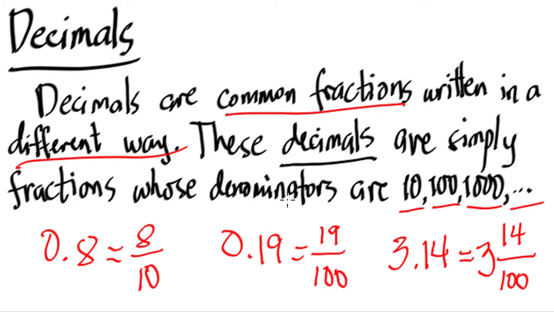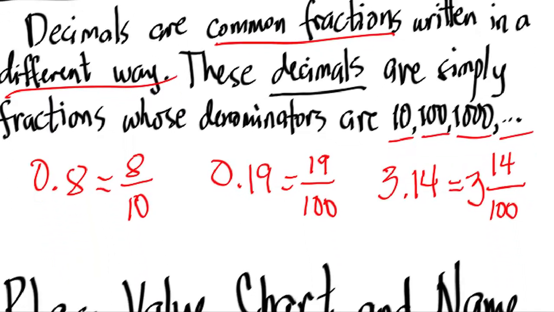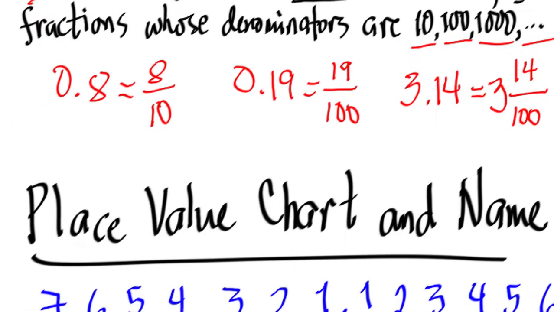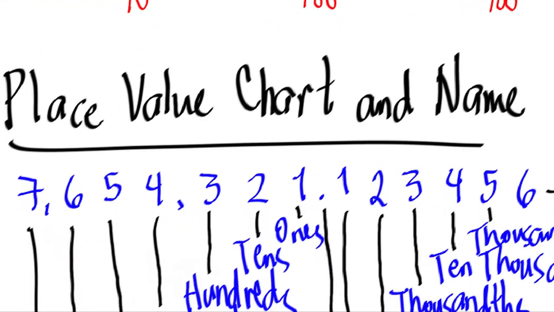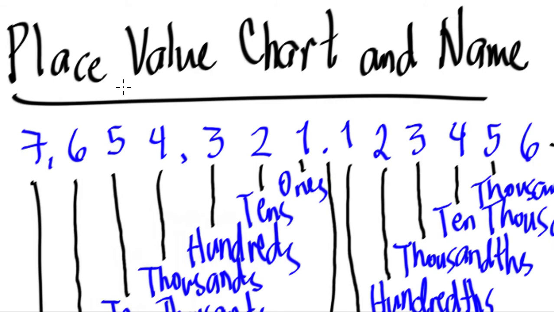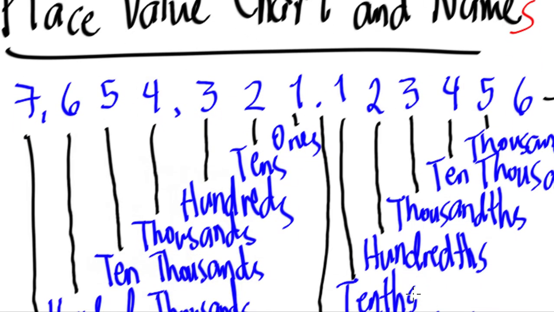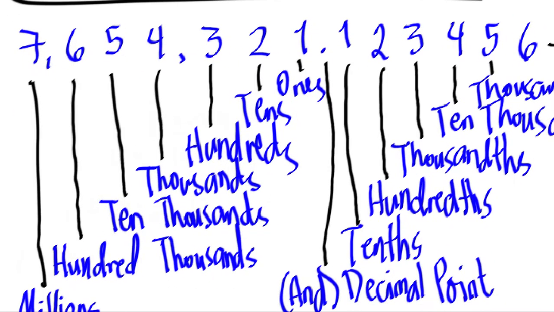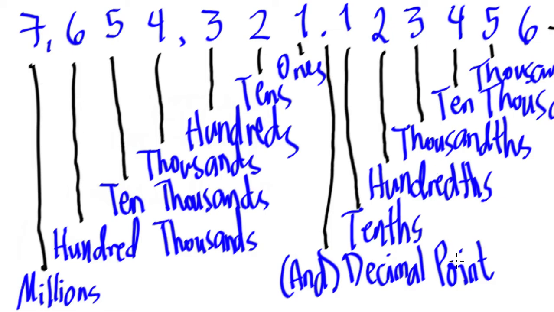So the next topic that will be very significant in this lesson of decimals, actually we'll be talking about decimals in a lot of videos, is what we call the place value chart, or the place value system, and the names, of course. Okay, so this is the place value chart and names. We're going to focus on this example: 7, 6, 5, 4, 3, 2, 1, point, 1, 2, 3, 4, 5, 6.